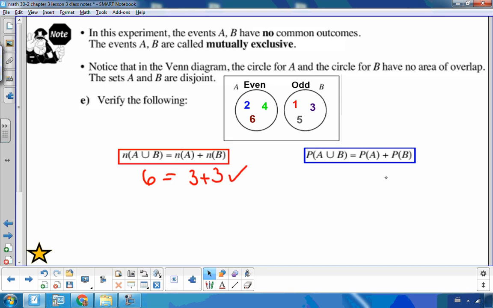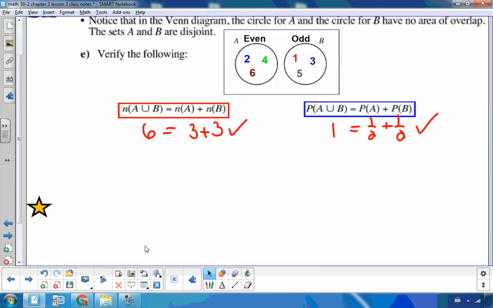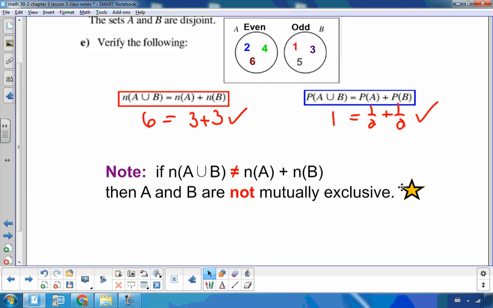I want to verify this probability as well. The probability of A or B was 1, and that's equal to the probability of A plus the probability of B. That's also true. So I know that those are true for mutually exclusive. Now, if the number in A and B was not equal to the number in A and the number in B, I would know those events would not be mutually exclusive. There would be some overlap.